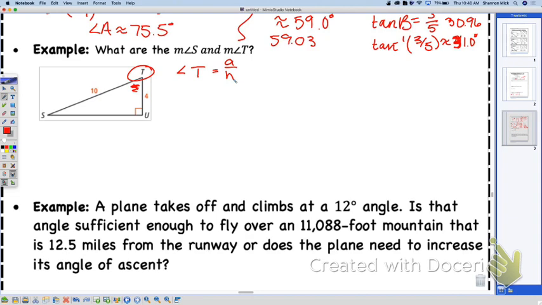So it's cosine of T equals adjacent over hypotenuse. So it's what? 4 over 10.